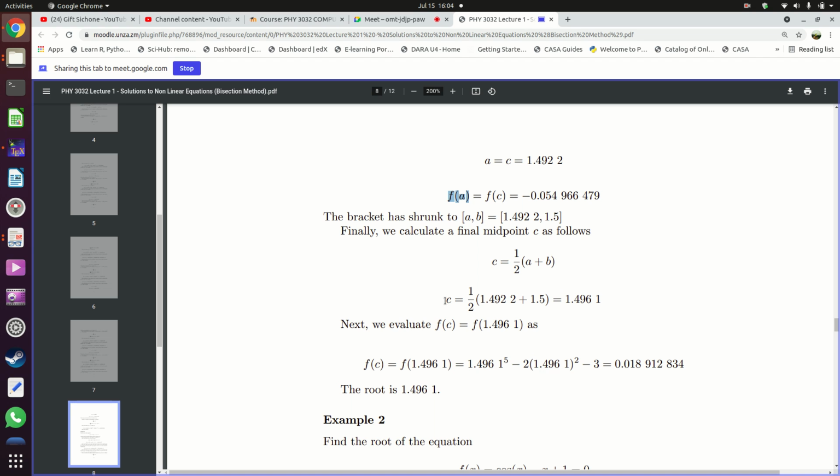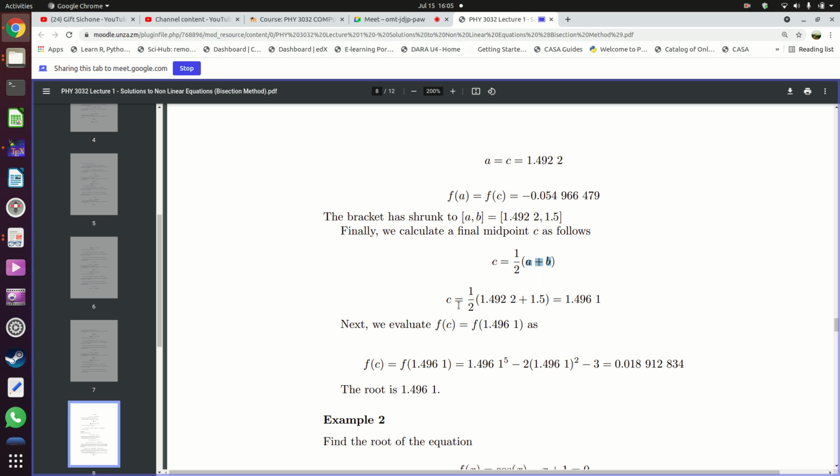Okay, so this is what our midpoint is now. AB is equal to 1.4922, 1.5. So this is your midpoint. After you come up with this last bracket, which is very, very thin, because it's 1.4922 and 1.5, you work out your final midpoint using A and B. So in this case, your C is going to be equal to half of A plus B. This midpoint you're going to work out is going to be your final solution as the final root.